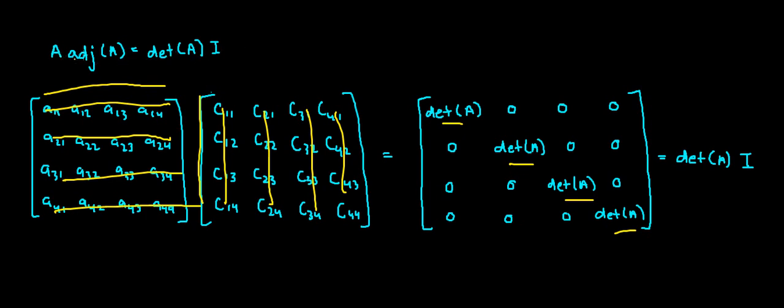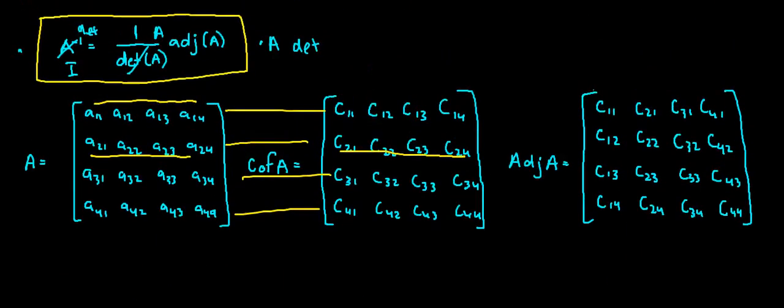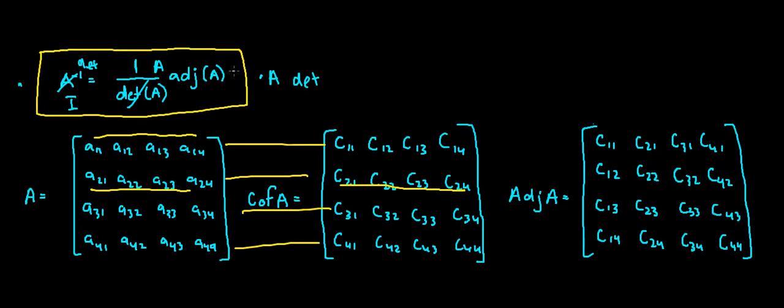This is A times the adjoint of A, and this whole formula, as we showed in the beginning, is just this formula rearranged. So we can rearrange it back, divide by the determinant, and divide by A, and it will give the original formula.